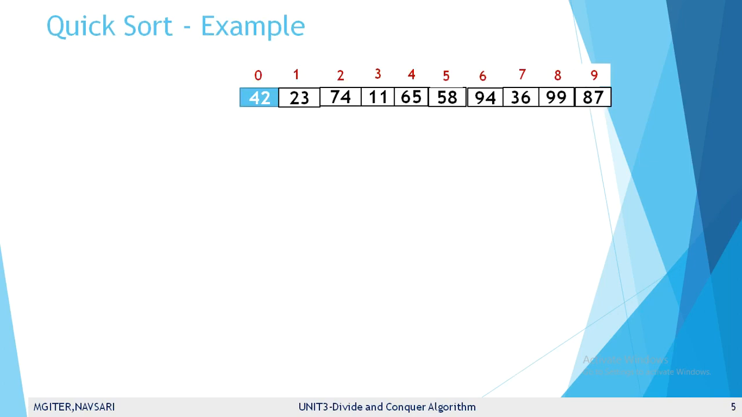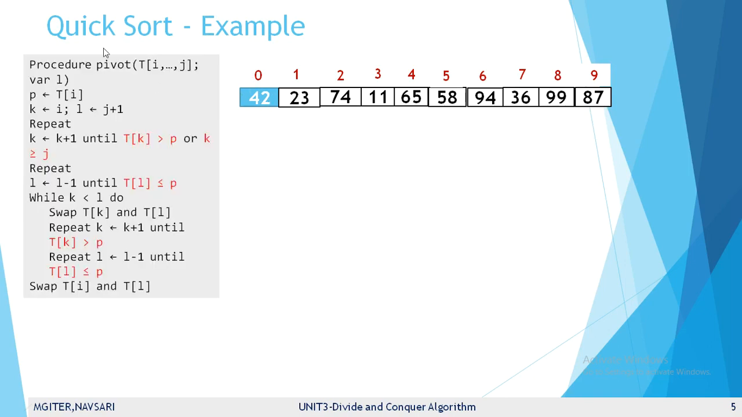Now we understand the quicksort procedure with the help of an example. Here we take an array with 10 elements, and the first element is considered as the pivot element. This is the procedure for how quicksort works. First of all, we assign T of I, that is the value at index I, to the pivot element, assign I to K and J plus 1 to L. Now we increment the index K by 1 until we find an element of the array which is greater than the pivot element, or K is greater than or equal to J.